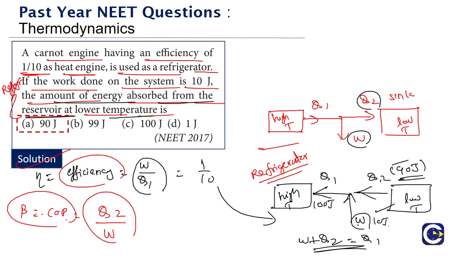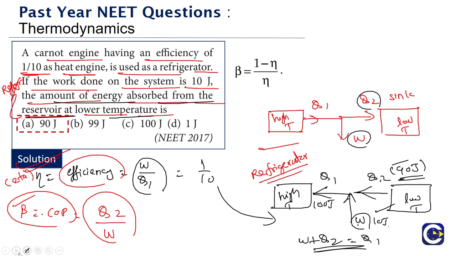For the refrigerator we use the coefficient of performance. In fact, if we say that the same heat engine is used in reverse as a refrigerator, we can even look at what will be the relation between beta and eta. Eta is the efficiency factor, and beta is the coefficient of performance. So we can look at the relation between the eta value and the beta value.